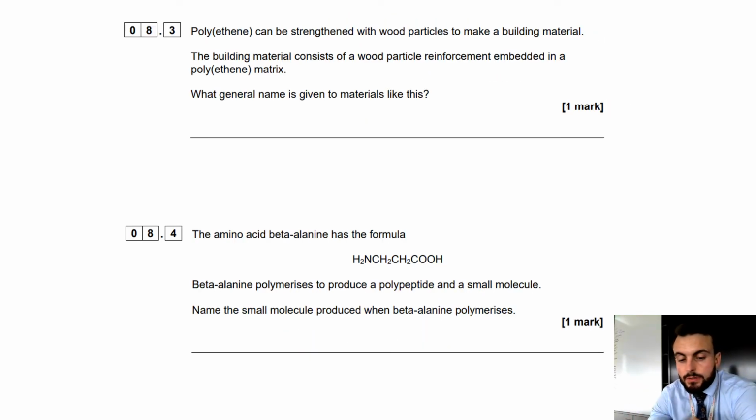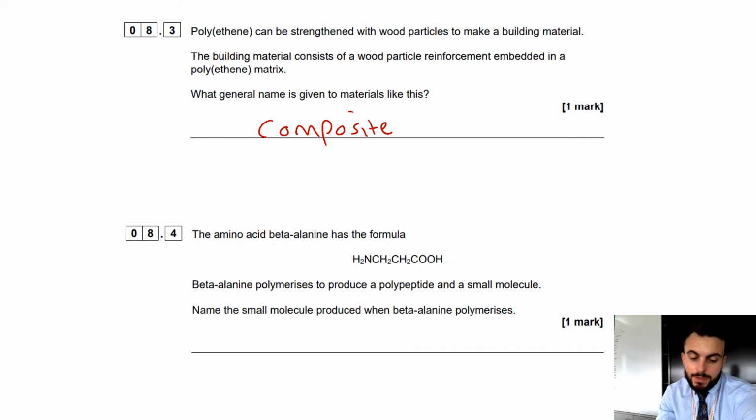Polyethylene can be strengthened with wood particles to make some building material, which consists of wood particle reinforcement embedded in a polyethylene matrix. What general name is given to materials like this? So when we put different material into something that's not necessarily an alloy to strengthen the material, the name of this is a composite.